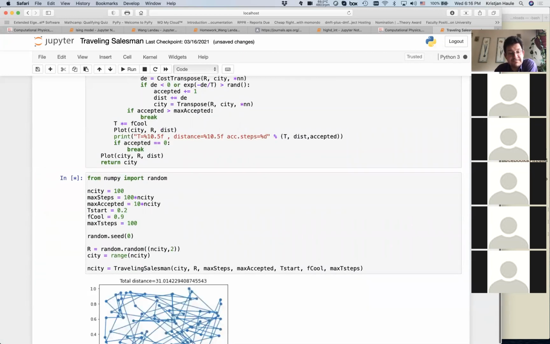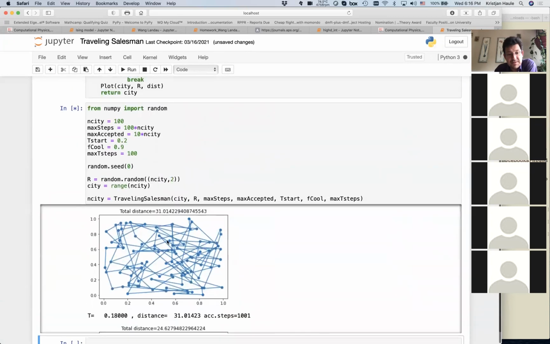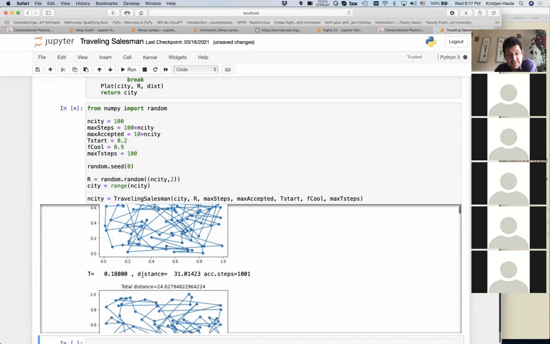Here we're running it, and you see we started with something like 50 for the journey. So after the first few steps at the first temperature, we already got to 31. Then we reduced the temperature a little bit.